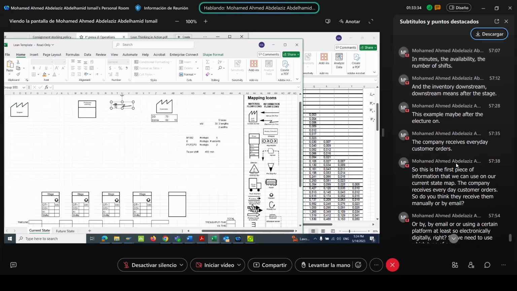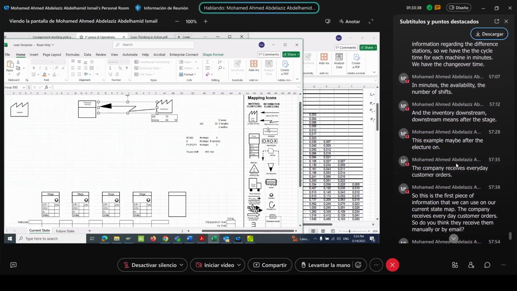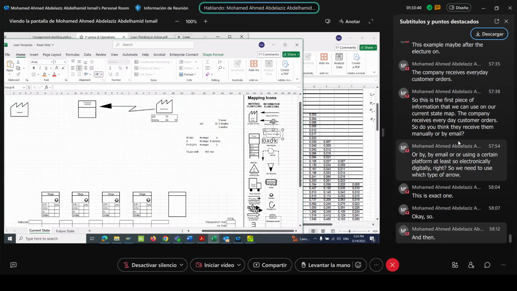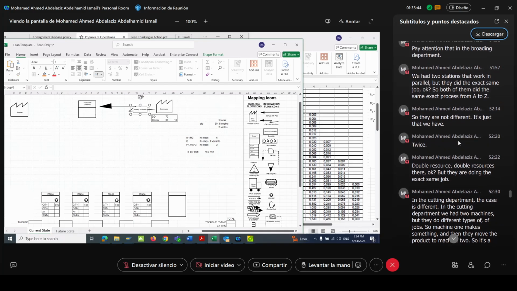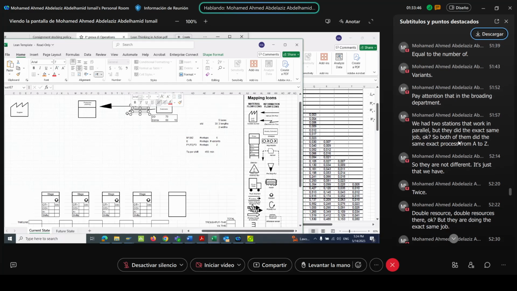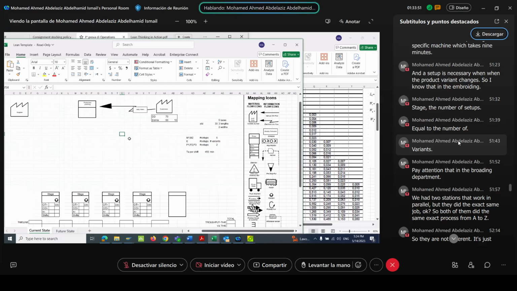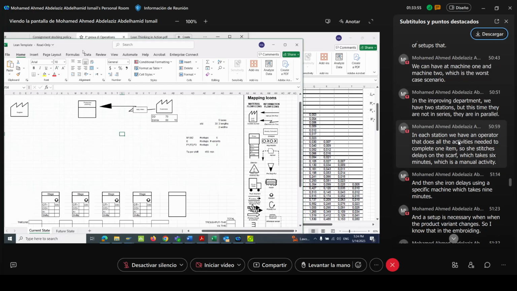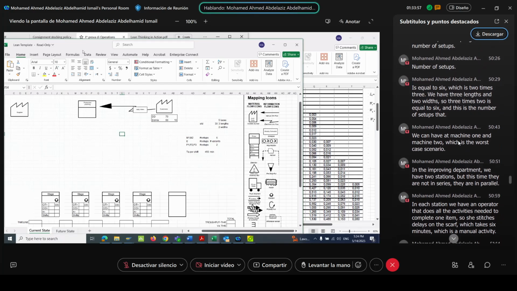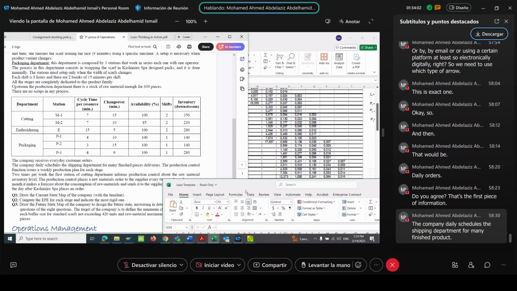Okay. So, and then that would be daily orders. Do you agree? That's the first piece of information. The company daily schedules the shipping department for many finished product deliveries. So that's the second piece of information.